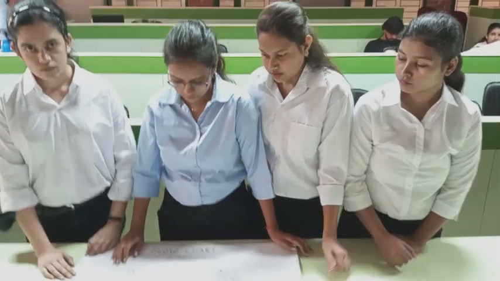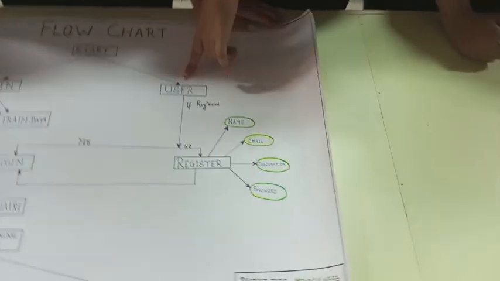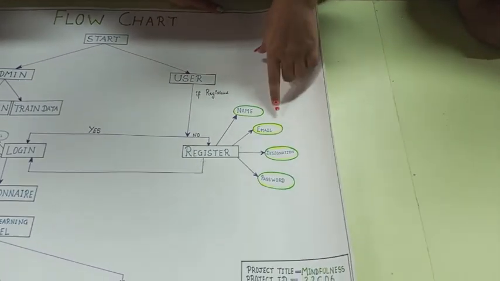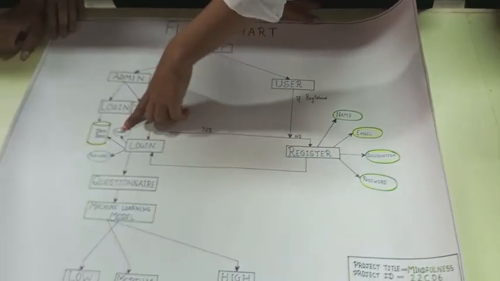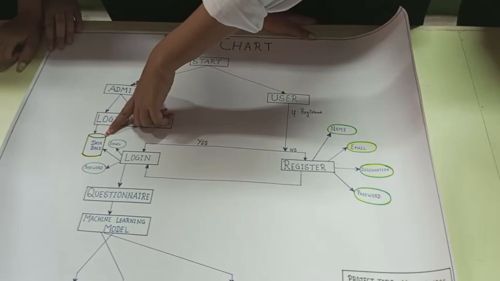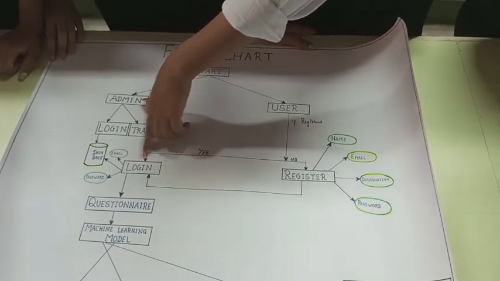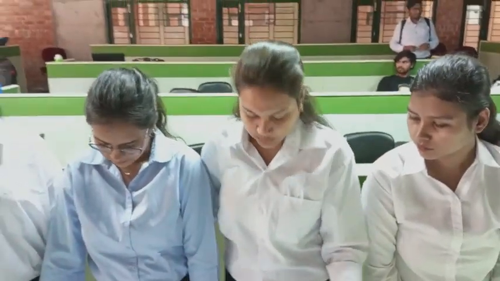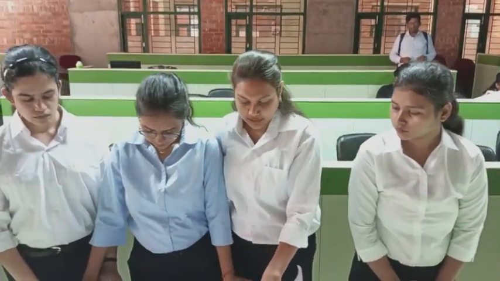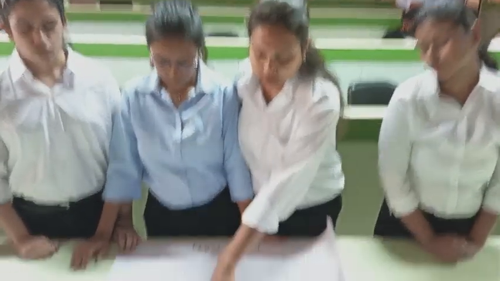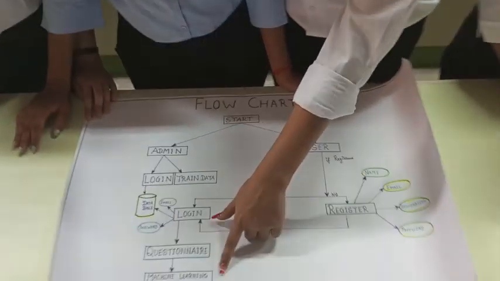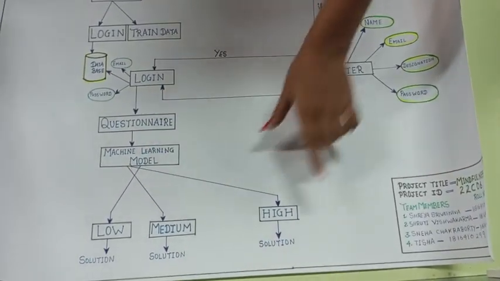Now, the technologies used in this model are: in the front end we have used HTML, CSS and JavaScript, and in the back end we have used Python. For all the data we have used a database which is stored, and for the login page and all the things used here, we have used this model, and we have trained the data, and then the questionnaire will be there, and the output will be given to the user in the form of low, medium, and high.